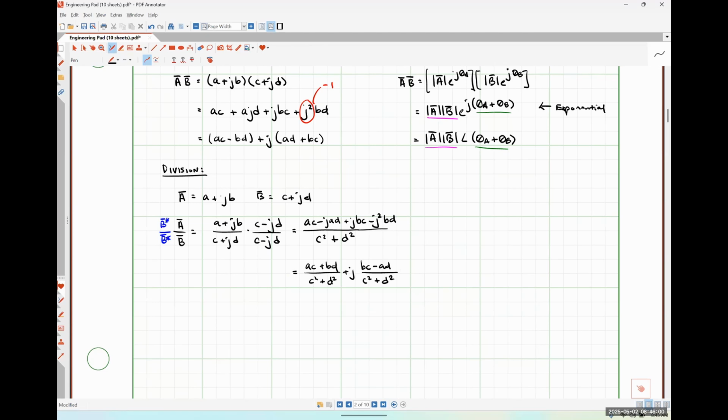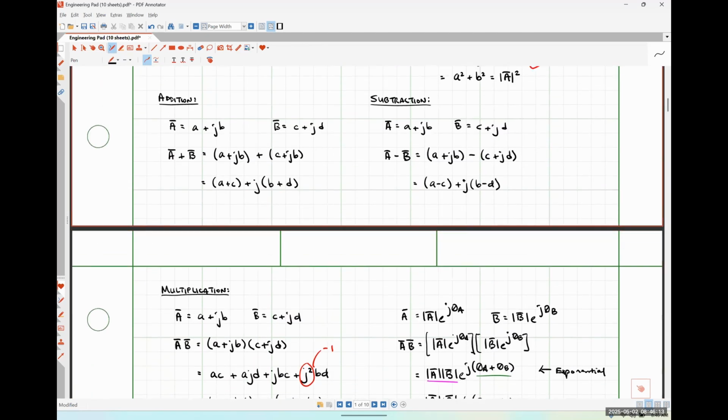So as I said, division using rectangular form complex numbers is a bit gross. It's doable, but it's tedious. Yes, Brielle. Absolutely.